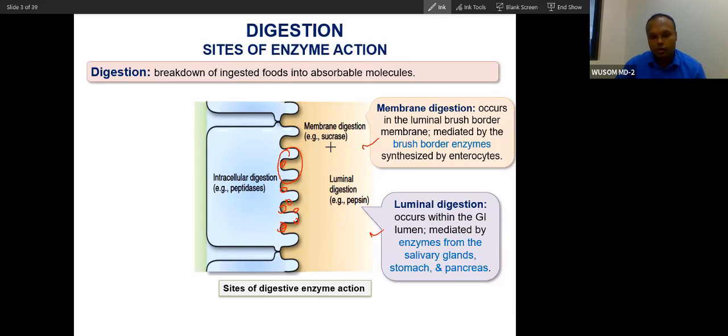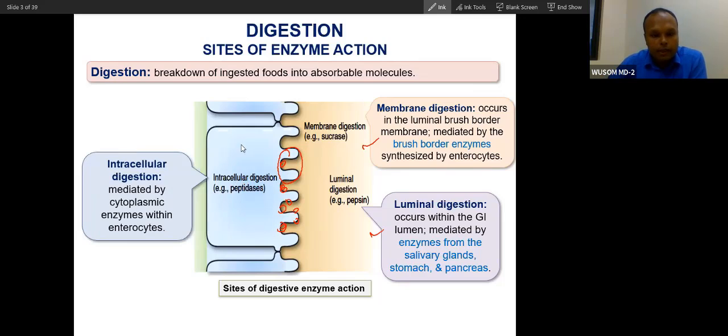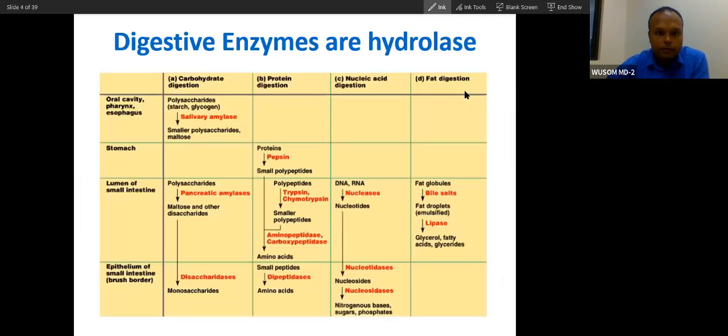Another is luminal digestion. Enzymes that are secreted into the lumen of the intestine will do the digestion inside the lumen. This is called luminal digestion. So pancreatic enzymes do luminal digestion, and generally intestinal enzymes are attached at the brush border. They will do membrane digestion. And intracellular digestion is something you will see with the lysosome. So three types of digestion you will see: membrane digestion, luminal digestion, and intracellular digestion. So these are the enzymes of digestion that we see generally.